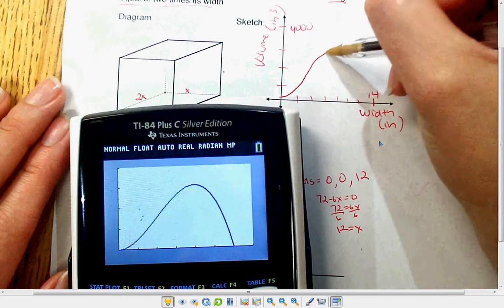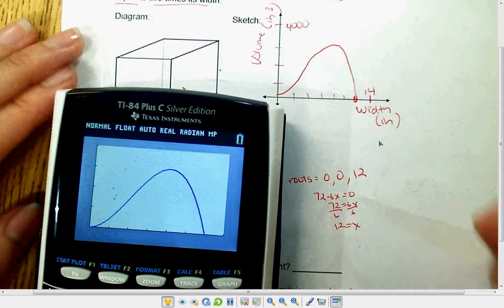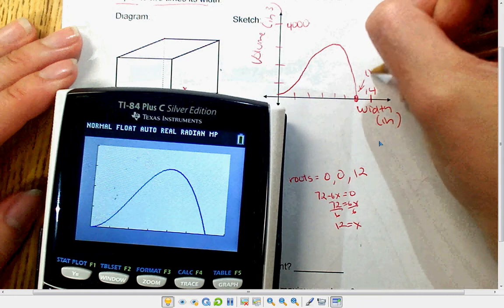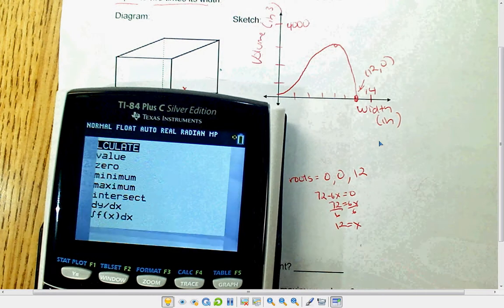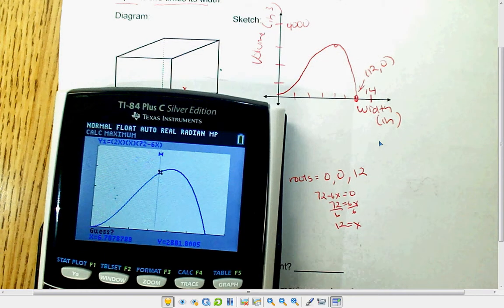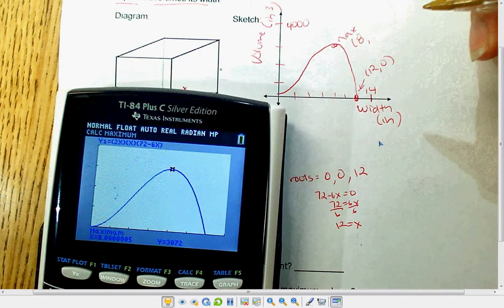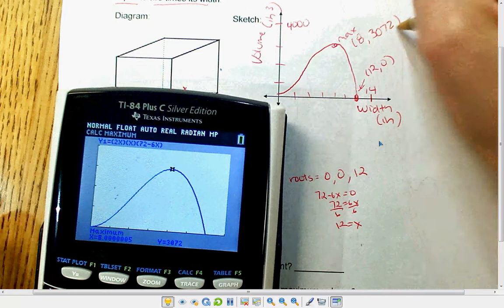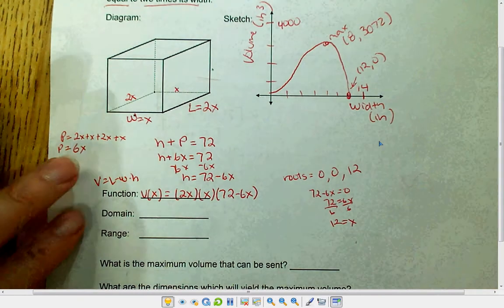And our graph looks like this. So again, we already know because we solved for our roots that our root here, our 0, is going to be 12, 0. But we still need to find our max. So second calc 4, left bound, right bound, enter. We have a max of 8.00000, so let's round it to 8, and then 3072. Great. And again, now that we have this, we can use this to find all of our remaining questions.